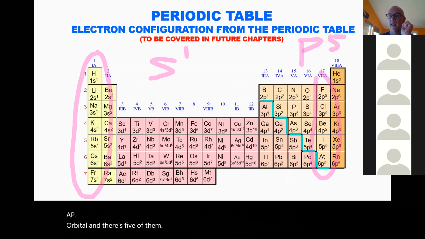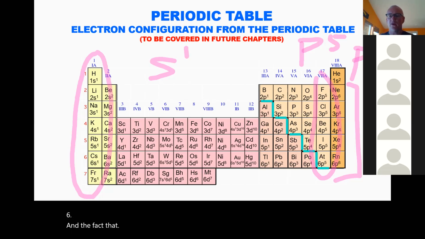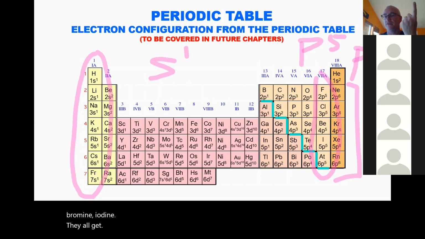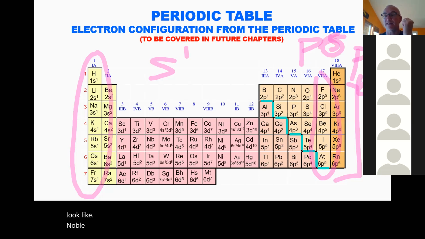Every single one. And the noble gases all have p orbitals in their outermost shells, and they all have exactly 6. And the fact that fluorine, chlorine, oh, there's a typo in there. It's not beryllium. It's supposed to be bromine. So fluorine, chlorine, bromine, iodine, they all get one more electron, and they put it in P5. They add another electron so that it's P6, and now they look like noble gases, and they're very, very stable.